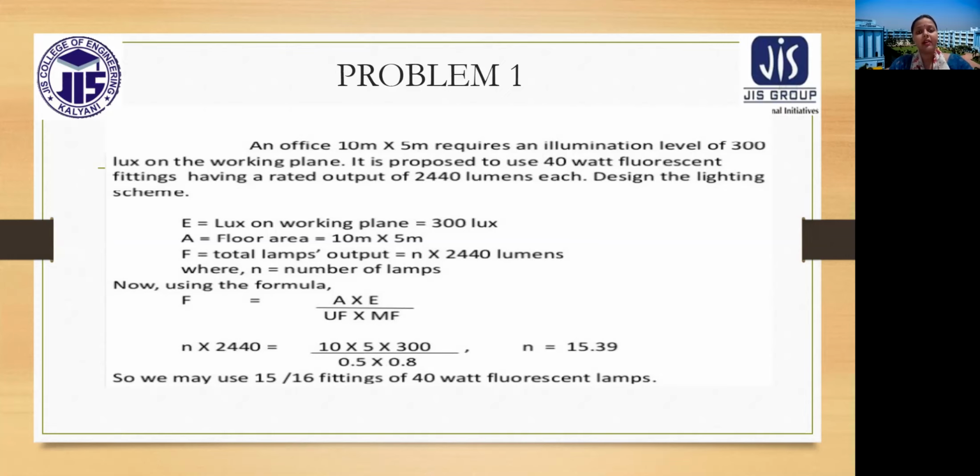So to illuminate our room of 10 meter into 5 meter area with 2440 lumen for each lamp, you can have 16 fluorescent lamps of 40 wattage.